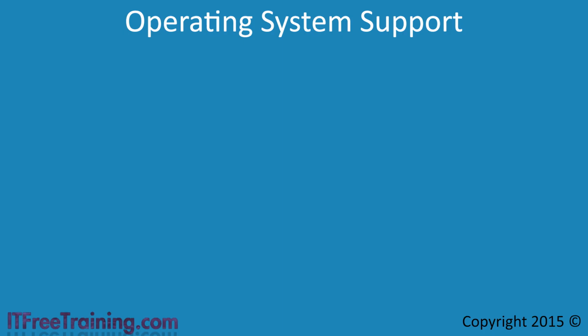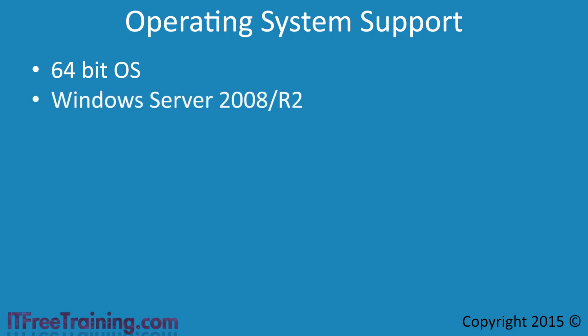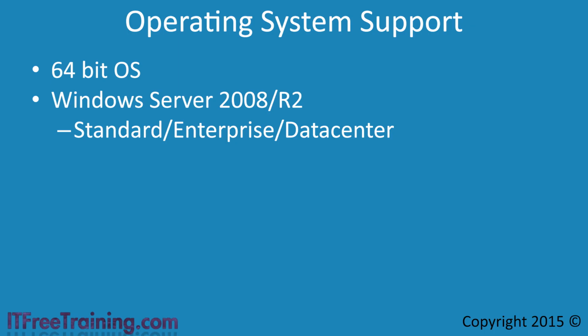In order to run Hyper-V, you need to first have a 64-bit OS. A 64-bit CPU is required, and thus a 64-bit OS to go with it. Hyper-V was first added to Windows in Windows Server 2008. Each OS after this has Hyper-V built in. But in the case of Windows Server 2008, you need to be running the Standard, Enterprise, or Data Center Edition in order to use Hyper-V.